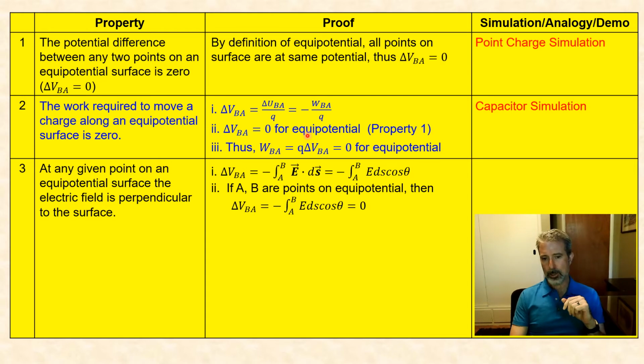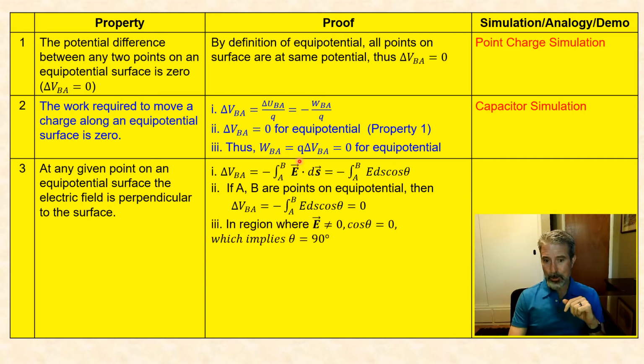Well, let's think about this. If the electric potential difference is 0, according to this definition, one possibility is that the electric field is 0 in that region. That could be. But in a region where the electric field is not zero, the only other way that the integrand here can end up with a value of 0 is if cosine theta has a value of 0, which would imply that theta would have to be 90 degrees.